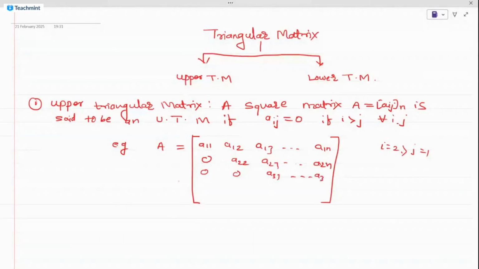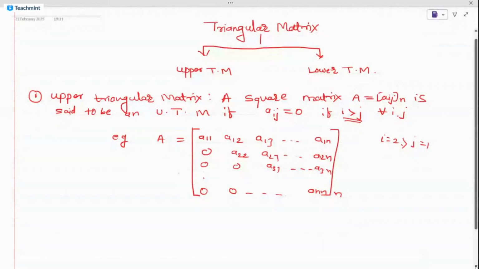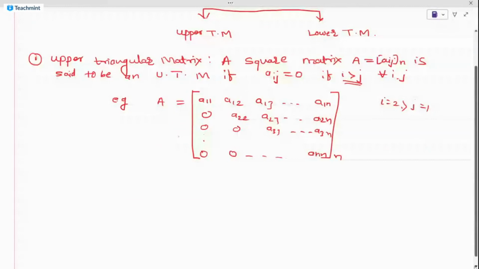up to A3n. If you observe all the elements of the diagonal, all the elements which are below the diagonal elements, their condition is i greater than j. That's why these elements are 0, up to Ann. So in the matrix, the elements which are below the diagonal elements are 0, and that matrix is called the upper triangular matrix. This is the general n by n upper triangular matrix.